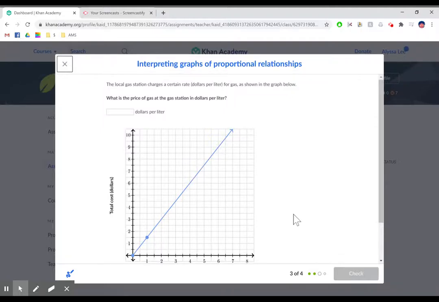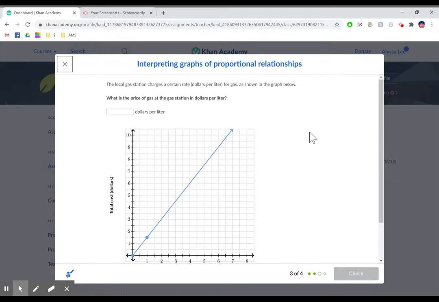Hola, Mr. Lee here. We're gonna do this one Khan Academy exercise just to help you out with your practice for today. So, interpreting graphs of proportional relationships. Okay, so let's read this together. Local gas station charges a certain rate, dollars per liter, for gas as shown in the graph below. What is the price of gas at the gas station in dollars per liter?